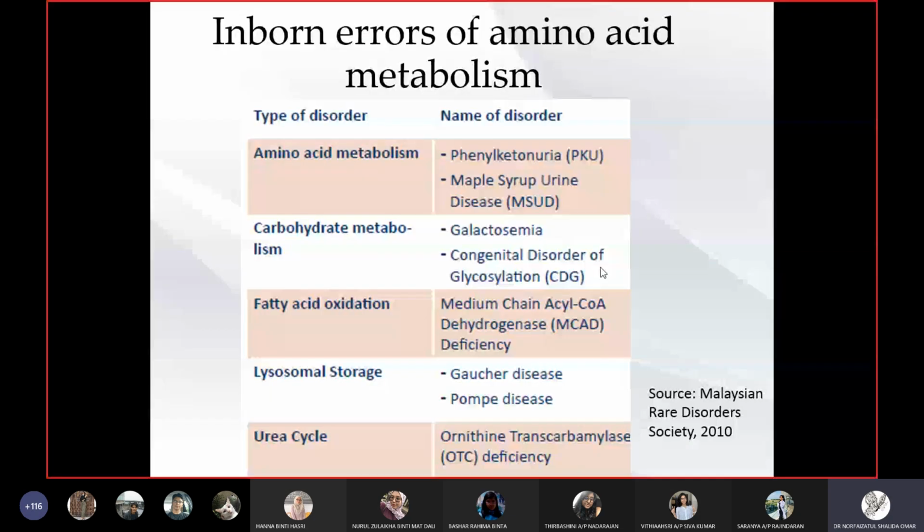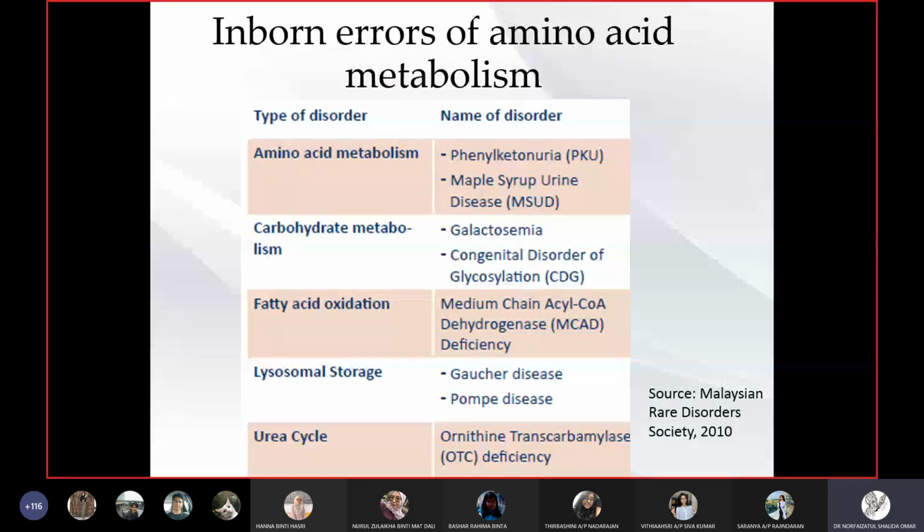But in Malaysia, this is based on data that I have from 2010, quite 10 years ago. Even if it's rare, these are the ones we often see in Malaysia. In other countries it is probably different, based on genetic susceptibility. Especially in these inborn errors of amino acid metabolism, PKU, phenylketonuria, and maple syrup urine disease. These two are the main diseases that we often see in Malaysia.